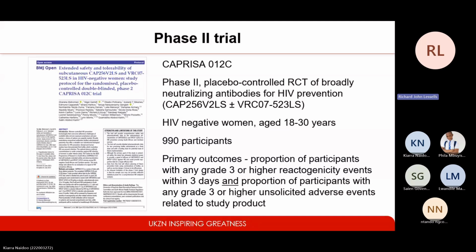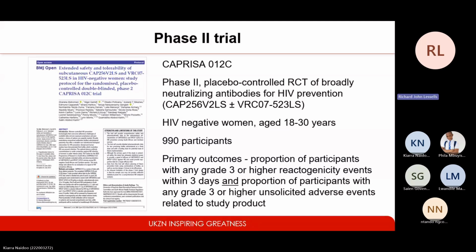So how many of these women would become HIV positive? 50. Yeah. So that gives you a sense. To show that your drugs work, you would have to show quite a difference between those that got the antibodies and those that got a placebo. So you're not going to have the size here to really be able to show whether they work.